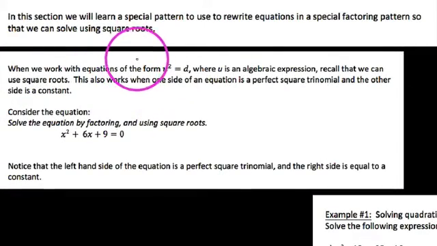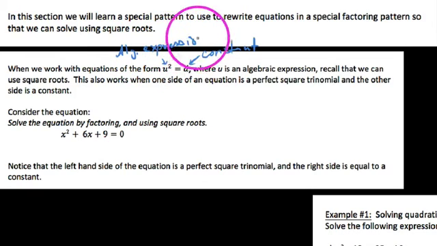In this video, we're going to continue our exploration of solving quadratic equations, but our goal is going to be able to do so using square roots. So recall that when we work with equations of the form u squared equals some d, where d is a constant, some number, and u squared is just some algebraic expression. If you can get some algebraic expression squared on one side and some constant on the other, recall that we can use square roots on both sides to get a solution to this equation.